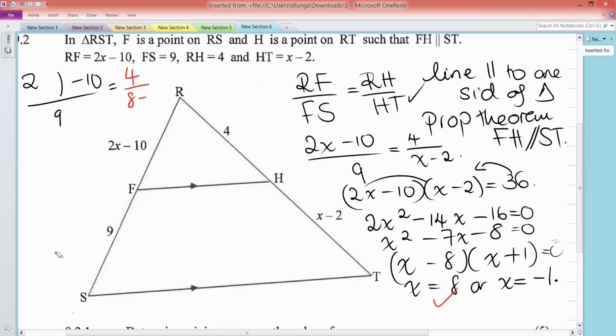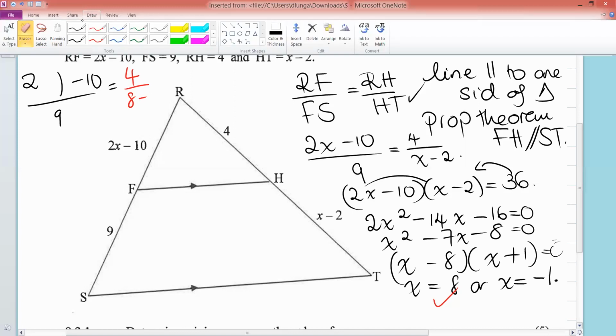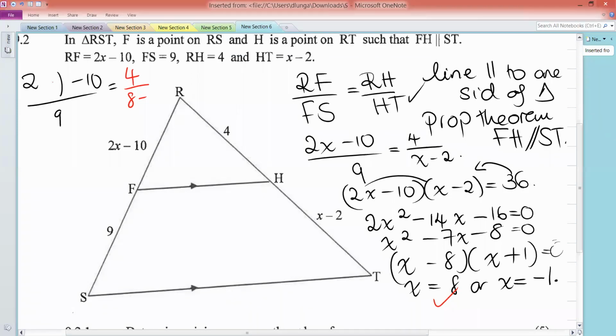Ma'am, can you also plug it into the 2x minus 10 times by x minus 2 and see if you get 36? I'm not sure if it will work, but I'm testing the proportionality here. Let me just see. You test yours and then we'll come back and see if it works.